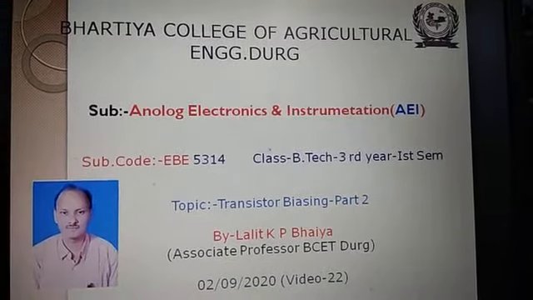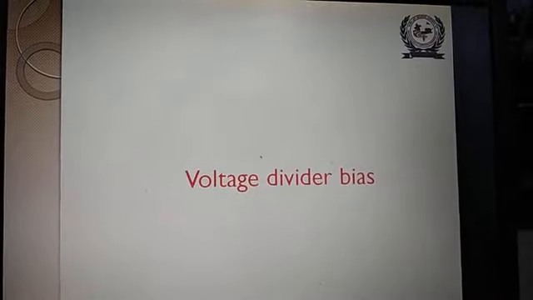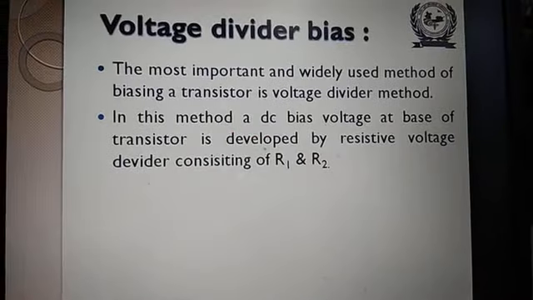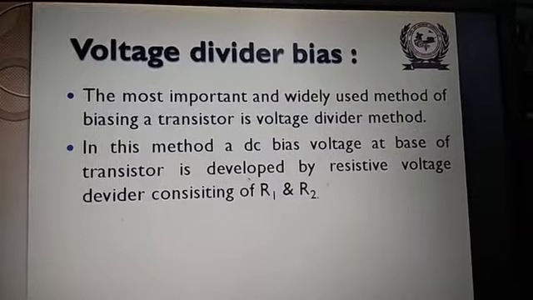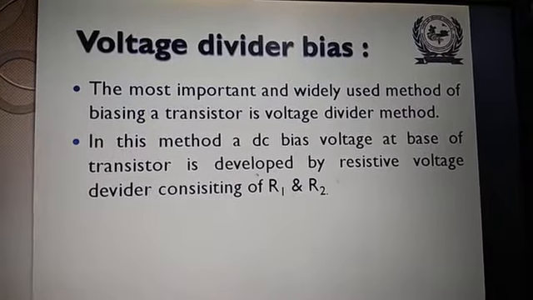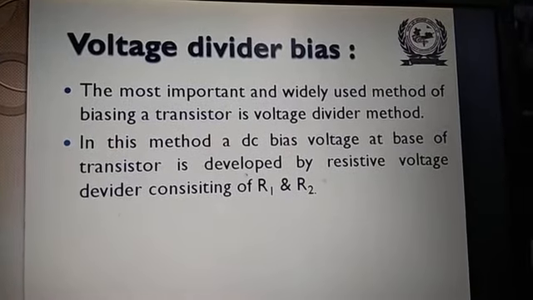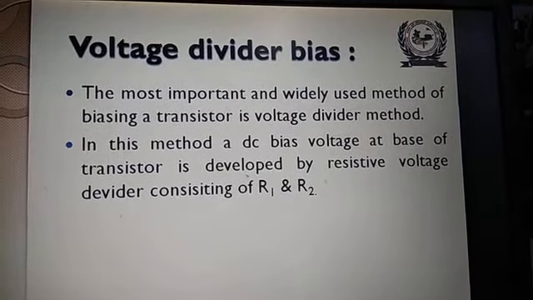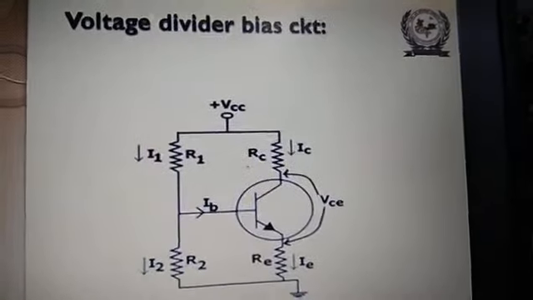Let us see the remaining part of the transistor biasing. The other circuit is the voltage divider bias. The most important and widely used method of biasing a transistor is the voltage divider method. In this method, a DC bias voltage at the base of the transistor is developed by the resistive voltage divider consisting of R1 and R2. Let us see the circuit.